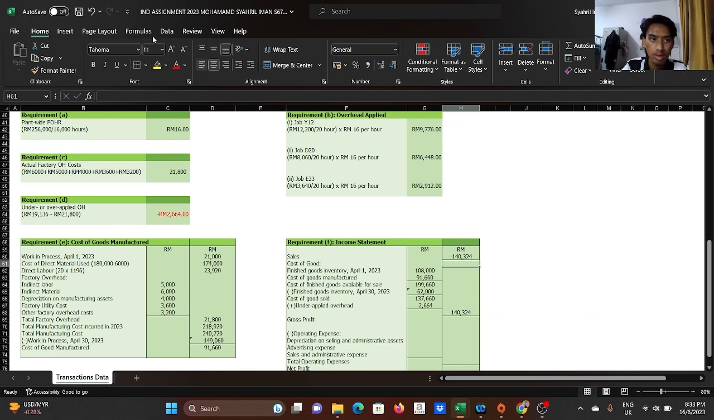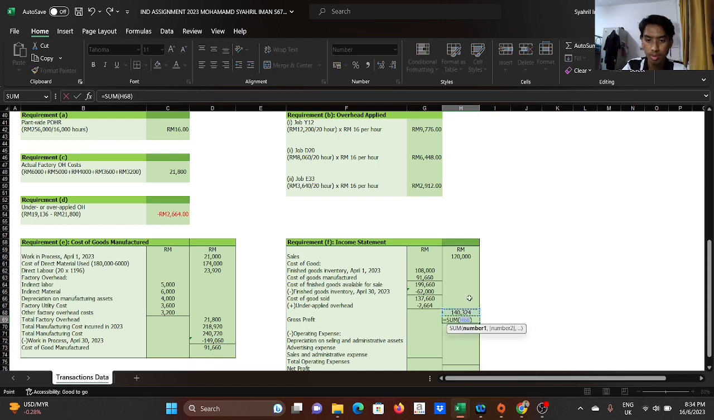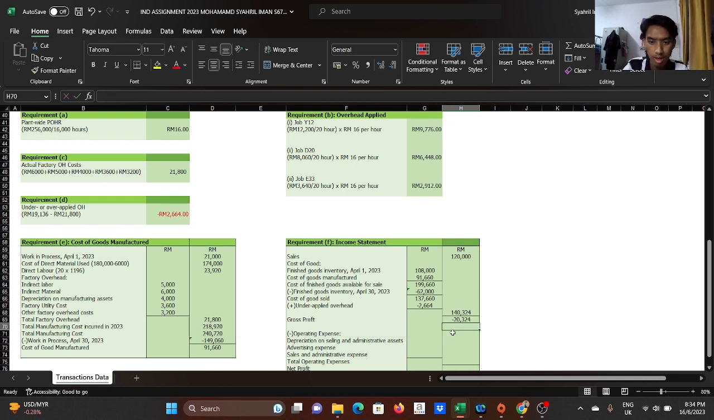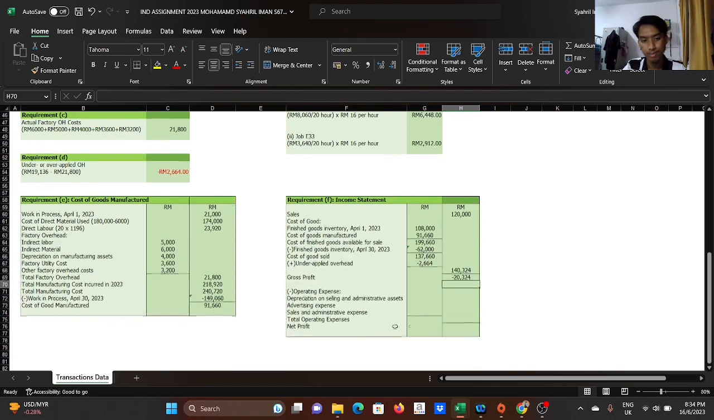To get the gross profit, we minus these two, sales and cost of goods sold. And we get the amount of negative 20,324, which means that it is a gross loss.